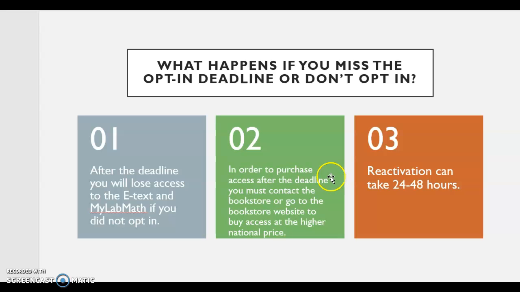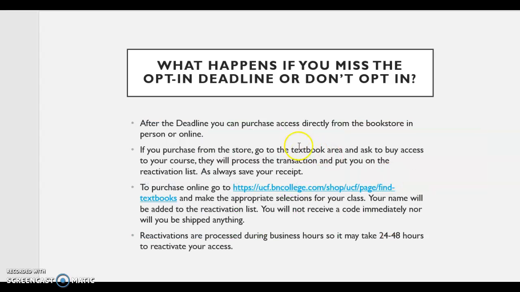So what happens if you don't opt in? If you don't opt in, you will lose access sometime after the drop/add period, and if you want to purchase access, you'll have to manually do so and you'll pay the higher price. You'll lose access, you'll have to repurchase access at a higher price, and it can take up to 24 to 48 hours to get access reestablished for you.